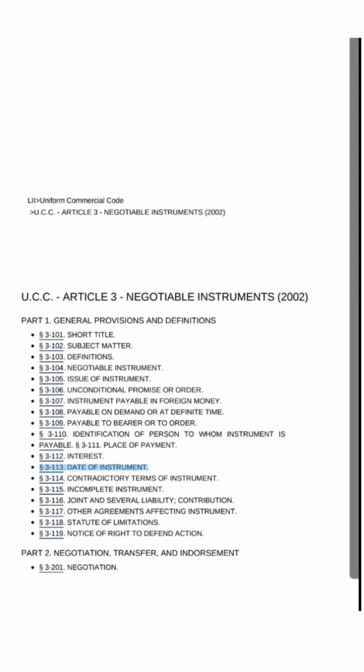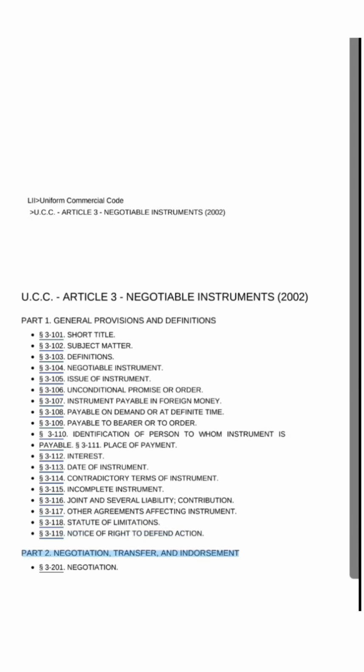3-113. Date of instrument. 3-114. Contradictory terms of instrument. 3-115. Incomplete instrument. 3-116. Joint and several liability, contribution. 3-117. Other agreements affecting instrument. 3-118. Statute of limitations. 3-119. Notice of right to defend action.